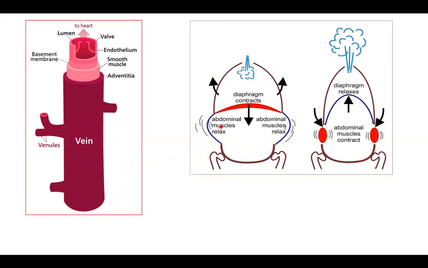Similarly, contraction of the abdominal muscles, that is the abdominal pump, pushes more blood towards the heart. When the diaphragm descends, the negative intrathoracic pressure pushes more blood towards the heart, and that increases the end diastolic volume.